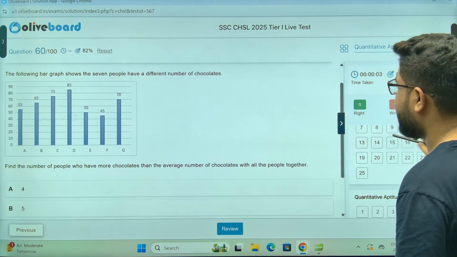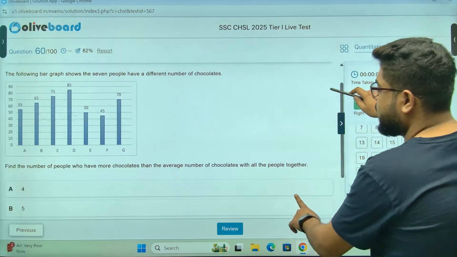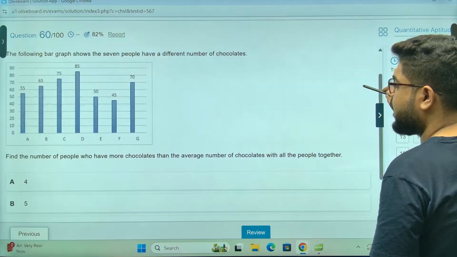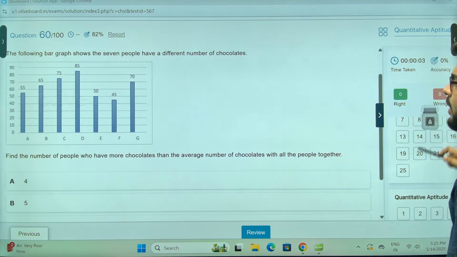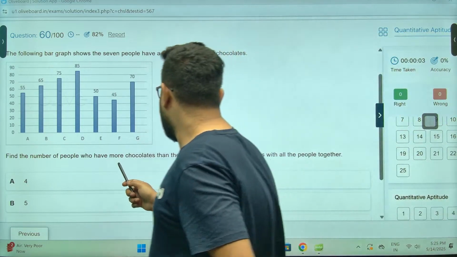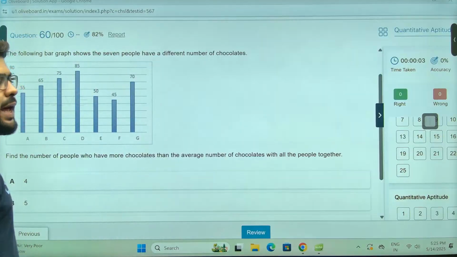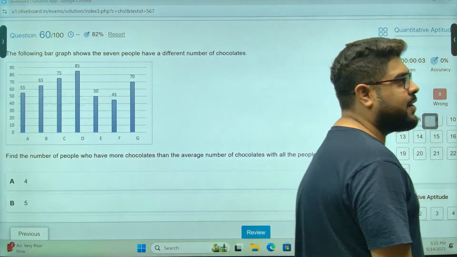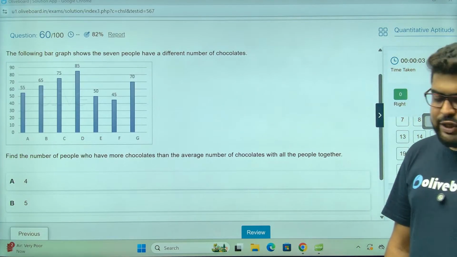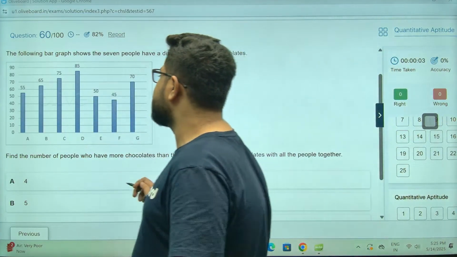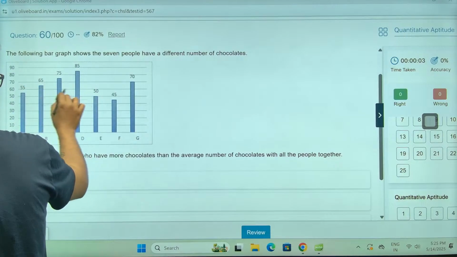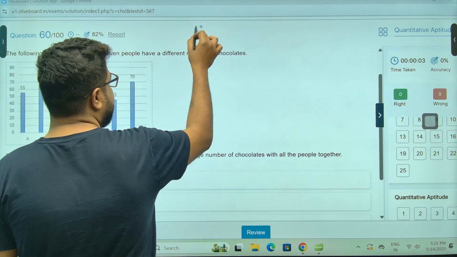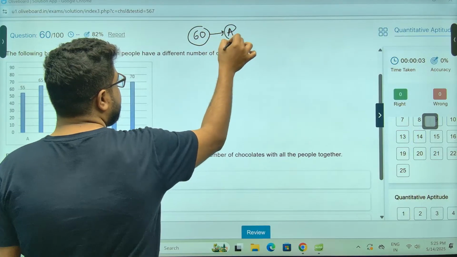7 people have different number of chocolates. Find the number of people having more chocolates than the average. Achha, so first we need the average. In these situations, it is always best to figure out the average using the deviation, the assumed mean method, because there are so many values. So I'm taking 60 as the good average. So 60 is my assumed average.